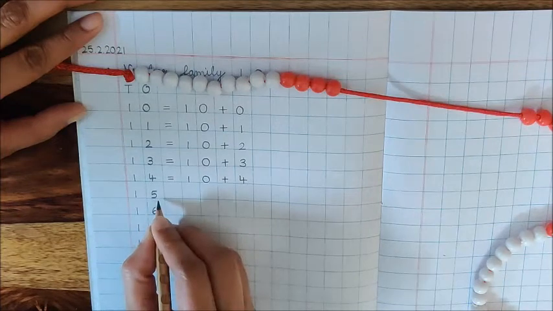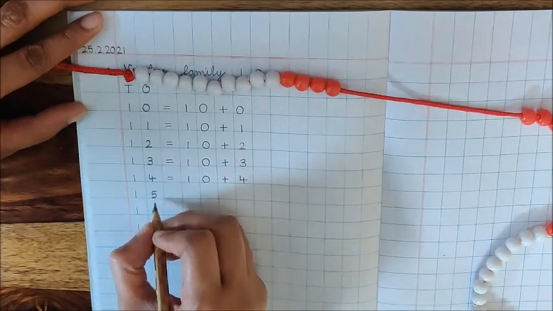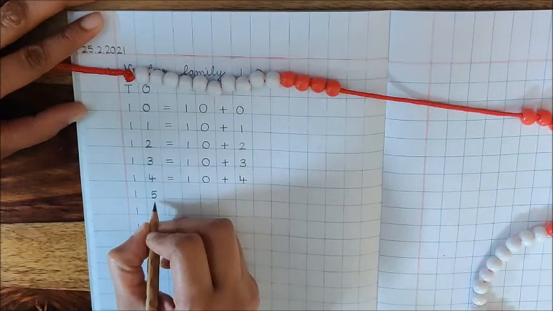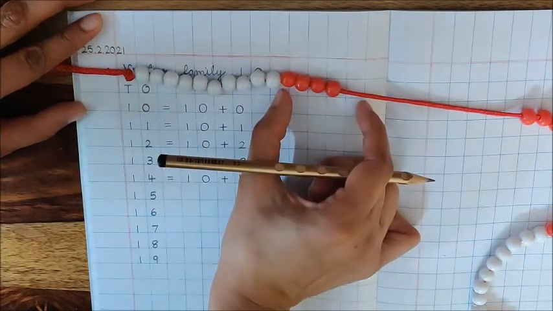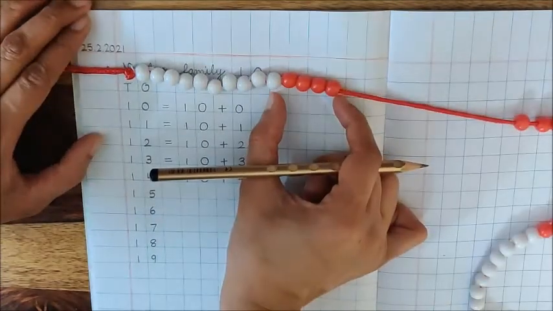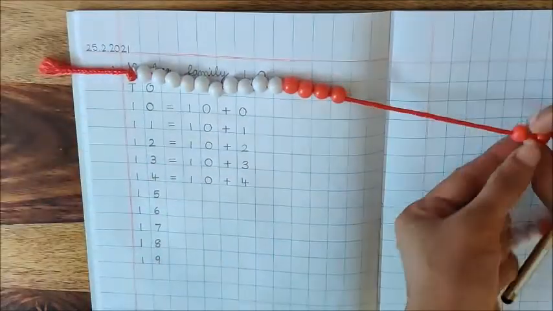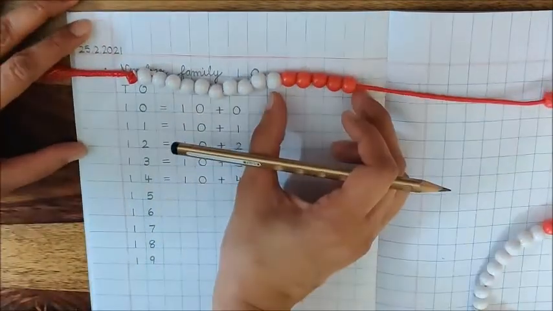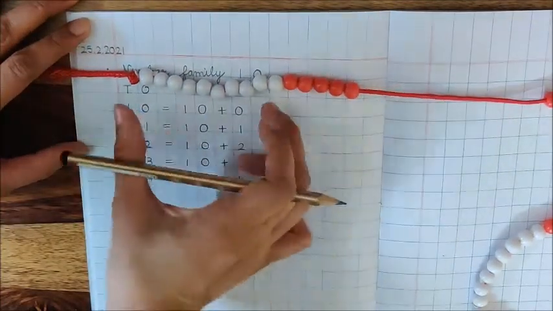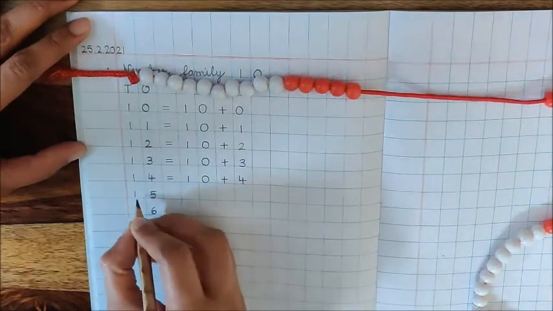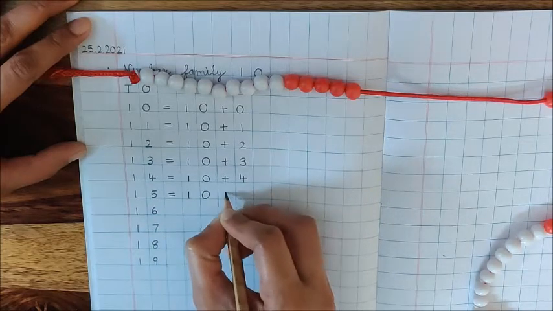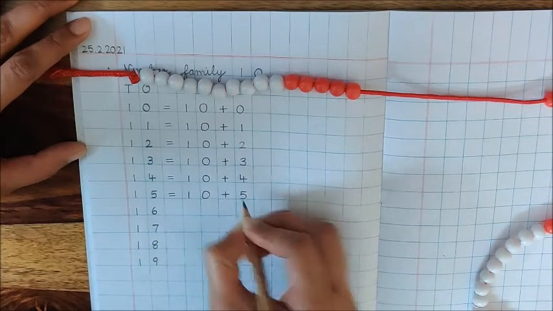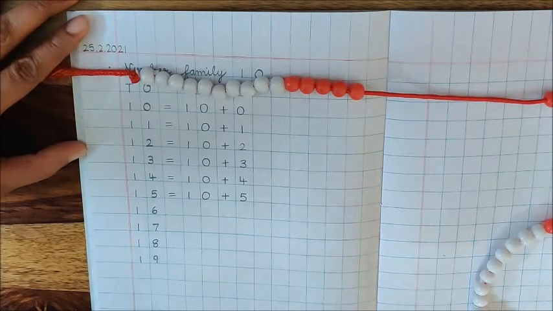Next, 15. How many tens and ones in 15 children? 1 ten and 5 ones is number 15. 1 ten and we have to take out here 5 ones. We have 4 ones here but we need 5 ones. So take out one more and it is 5 ones. Ban gaya 5 ones. 1 ten and 5 ones is number 15. So right here 15 is 1 ten and 5 ones is number 15. So simple.